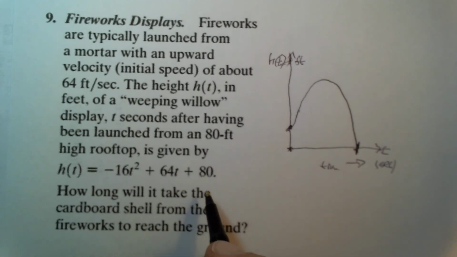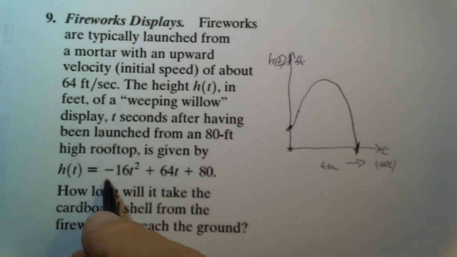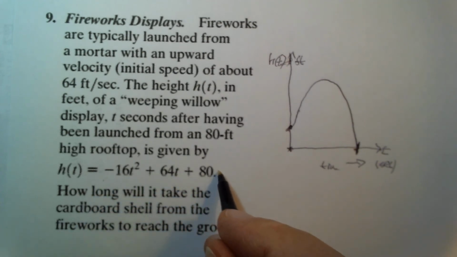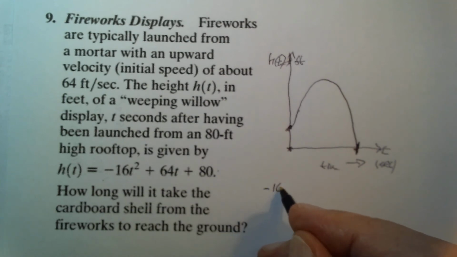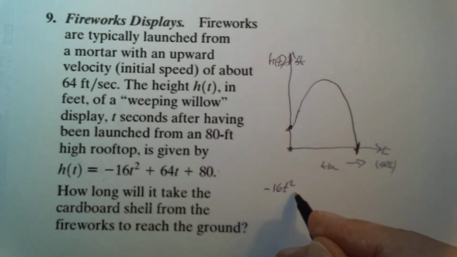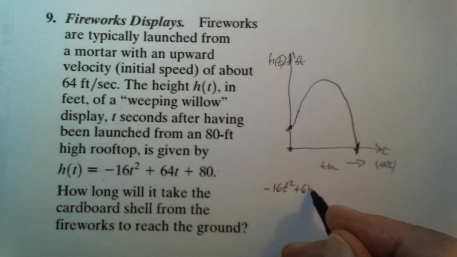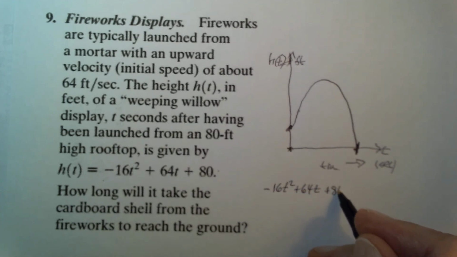So when it reaches the ground, the height obviously is equal to 0. So we have to set this whole expression equal to 0. So you have -16t squared plus 64t plus 80 equals 0.